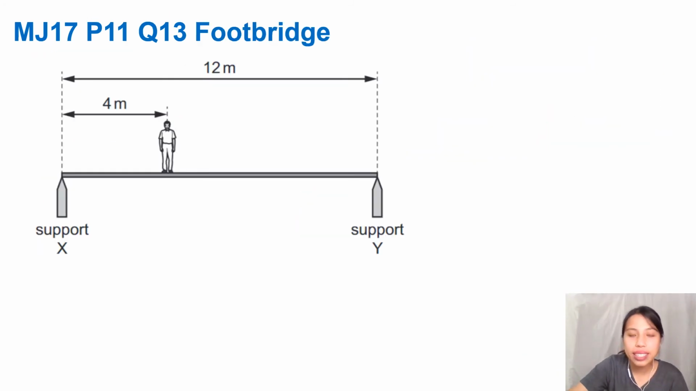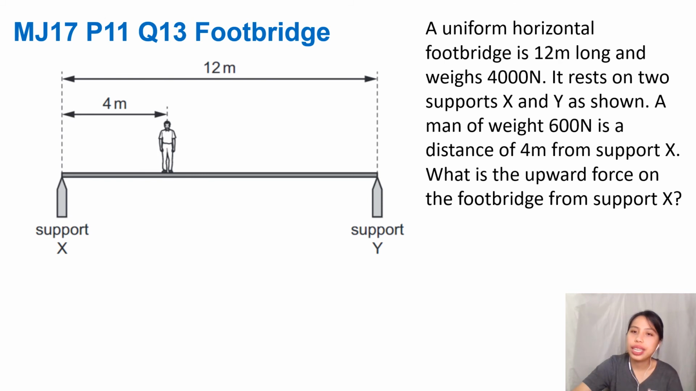The final one is the footbridge. What is the footbridge? Let's take a look. A uniform horizontal footbridge, oh, the long thing that the man is standing on. That's a footbridge, 12 meters long and weighs 4,000 Newton. It's resting on two supports, with a man standing on it. They're asking us, what is the upwards force from support X? What force is that? That would be a normal reaction force, and we're trying to find what that is. By the way, there are two: there's one here, and one from the other side as well.